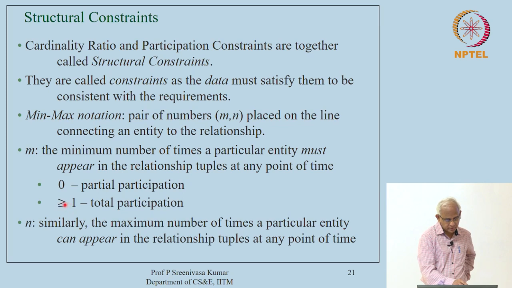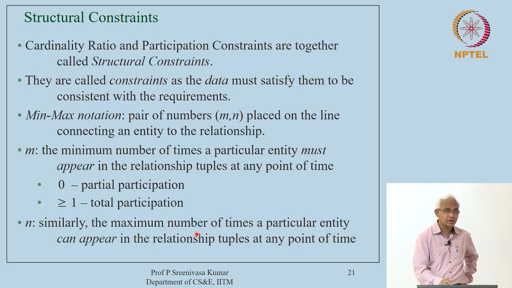So, it should be greater than or equal to 1 for total participation. Similarly, n is the maximum number of times a particular entity can appear in the relation. So, this is what we have done in cardinality ratio. While talking about cardinality ratio, we talked about the max. So, at any point of time it can.